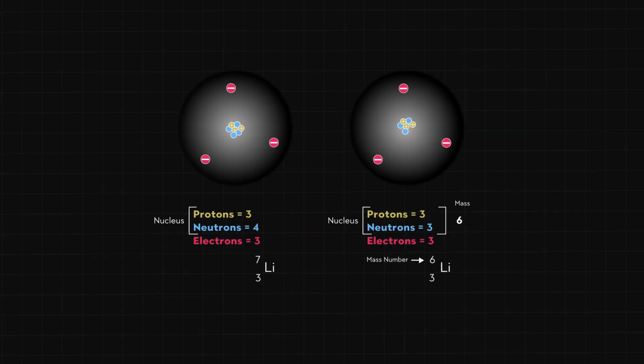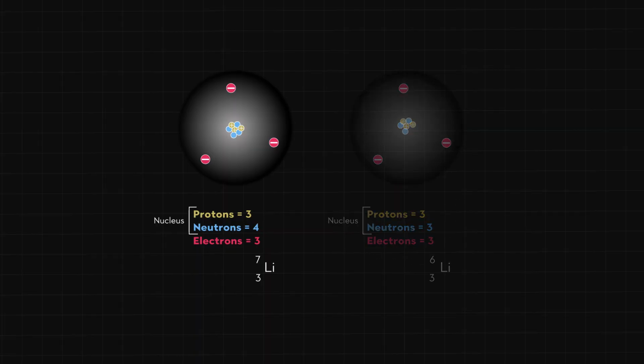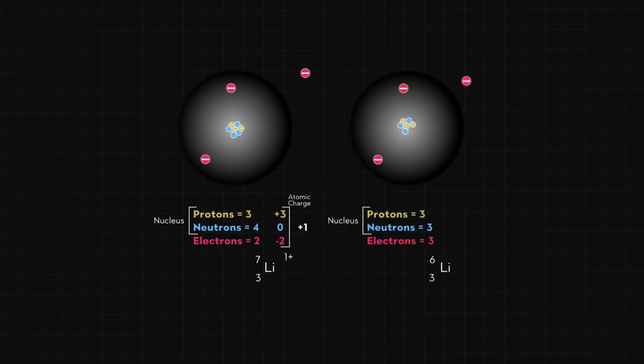For example, one of the most important chemical properties of lithium is that it tends to lose an electron. So when this happens, the net charge on the atom becomes +1, +3 from the protons, and -2 from the electrons. And we show this as a superscript 1+. As for the neutrons in the nucleus, they have no effect on this property or any other chemical property. We refer to lithium with different numbers of neutrons as isotopes.